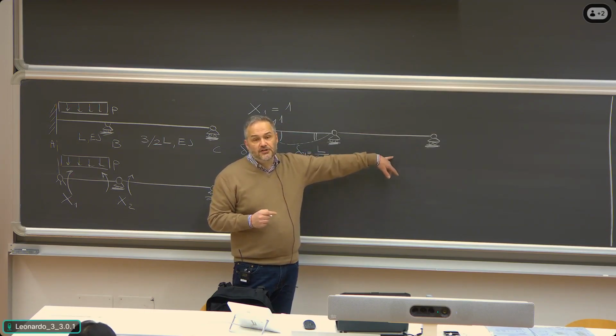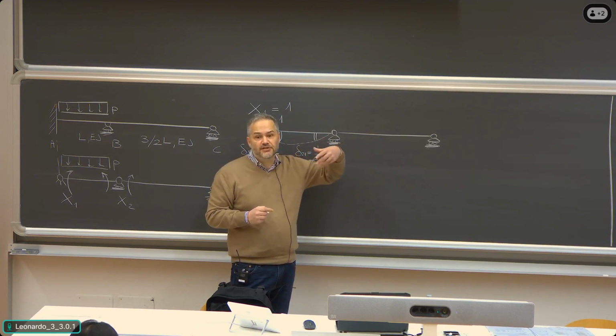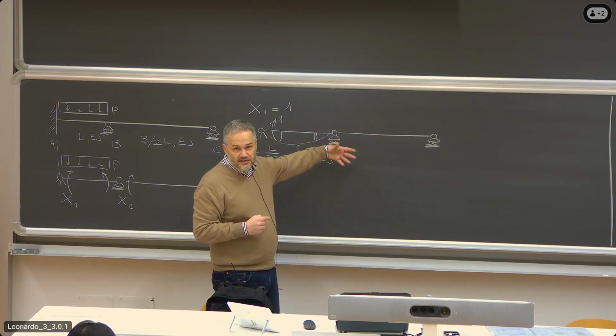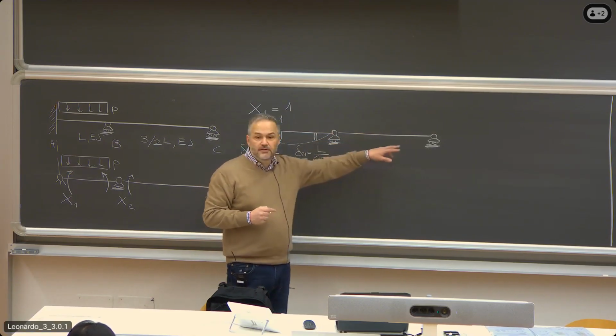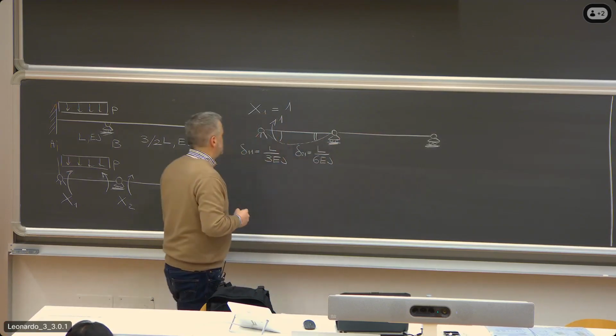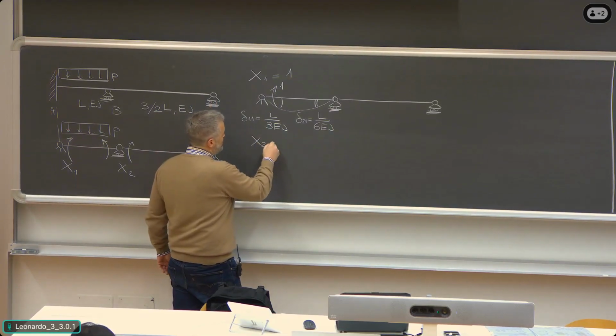So if this part of the structure is not subjected to any bending moment, there are no other effects, such as, for example, thermal deformations, which in this case are obviously 0, then no deformed shape, no rotation at point B. Now, x2 equal 1.